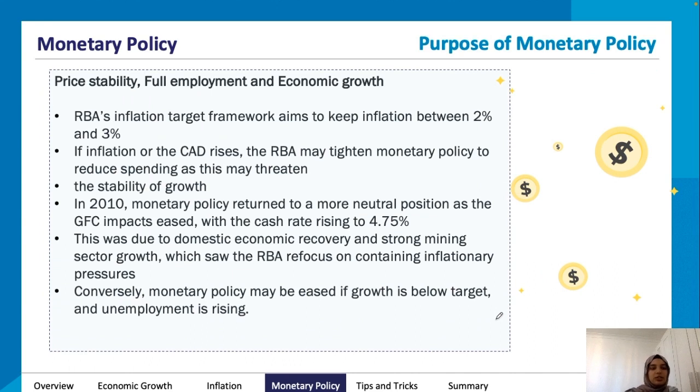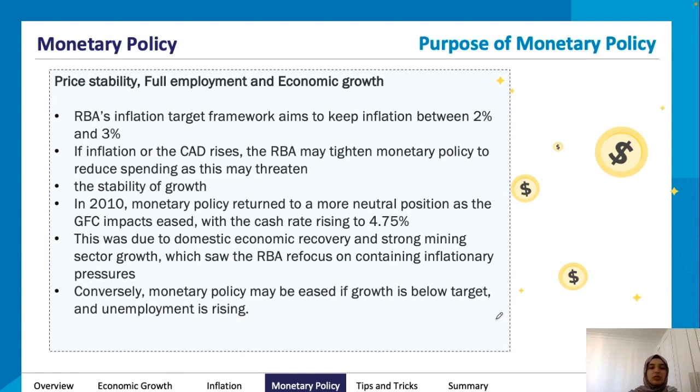Okay, so price stability, full employment, and economic growth. The RBA's inflation target framework aims to keep inflation between 2% and 3%, like we talked about. So they have a goal, a target of basically ensuring that their inflation stays between 2 to 3%. Anything higher or anything lower is detrimental.